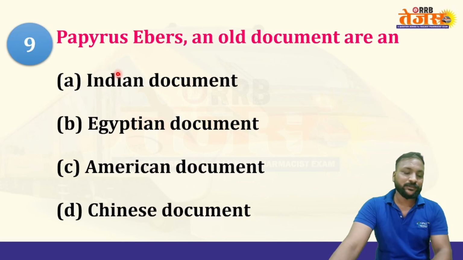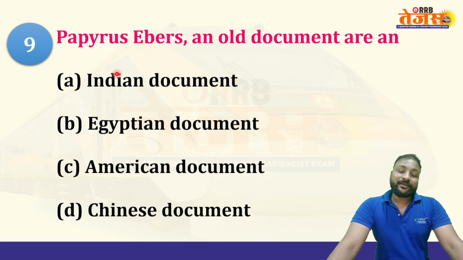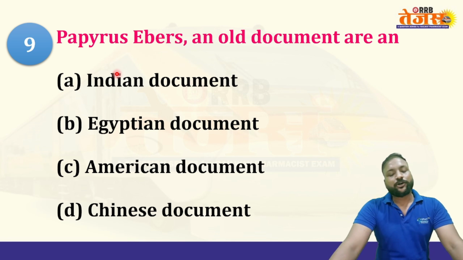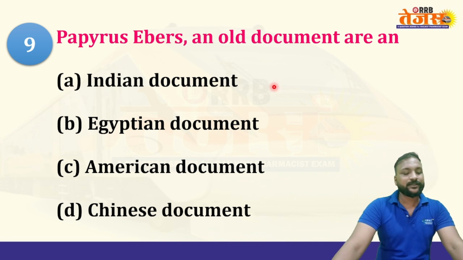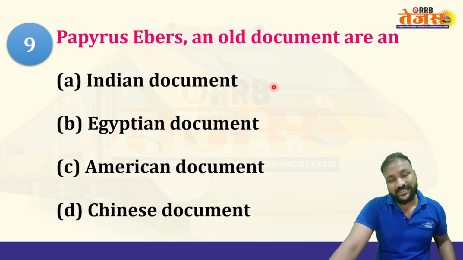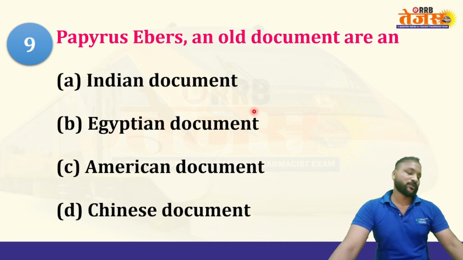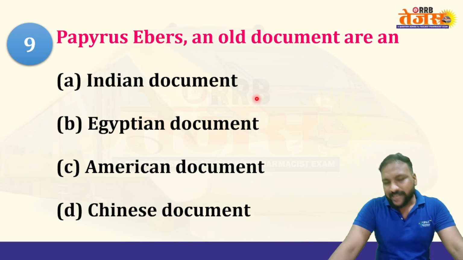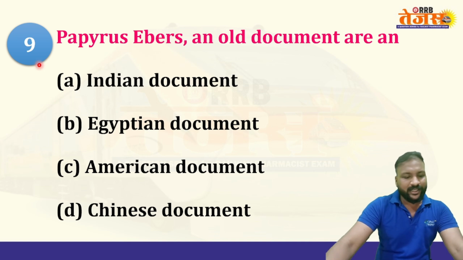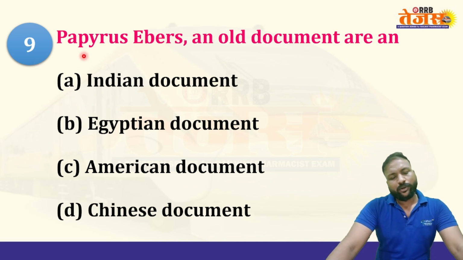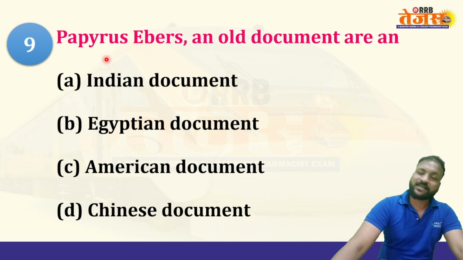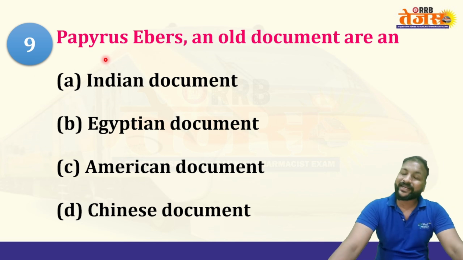Now we'll see the next one. Papyrus Ebers, the oldest document, is an option A, Indian document; option B, Egyptian document; option C, American; option D, Chinese document. So what was the right option here? Indian or Egyptian, American or Chinese? If you properly listen to the classes for traditional systems of medicine, you can easily answer this question.